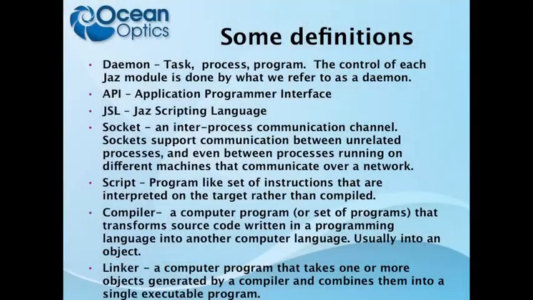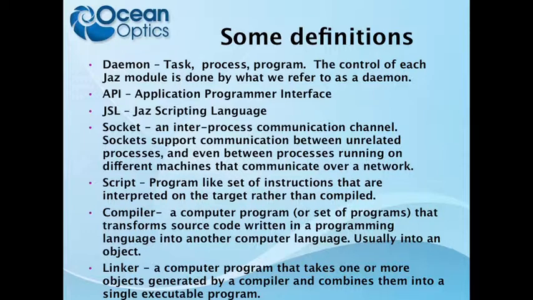So, definitions that we're going to use. There's something called a daemon. A daemon is basically just a task or a process or a program that runs in Linux. Everything that controls your PC when you're running Linux is called a daemon. There's a daemon that controls your screen, controls your keyboard, it controls your hard drive. All these daemons run in unison to make up your system. Jaz uses that concept of daemons since we're running Linux. Also API, which is an application programmer interface, and JSL, which is the Jaz Scripting Language.